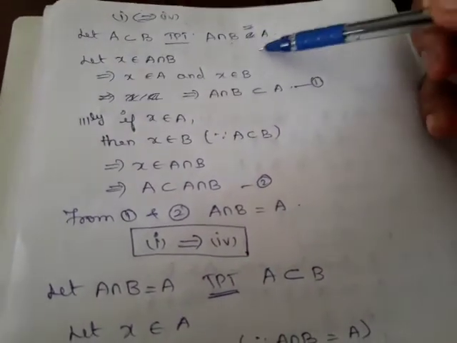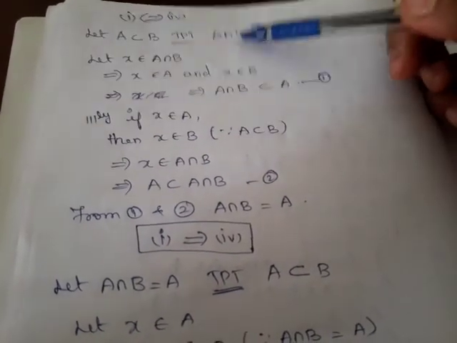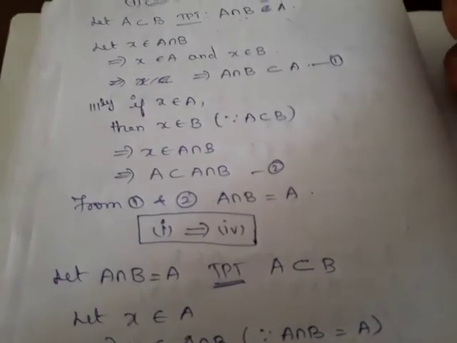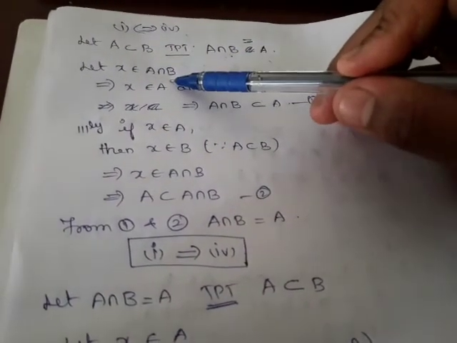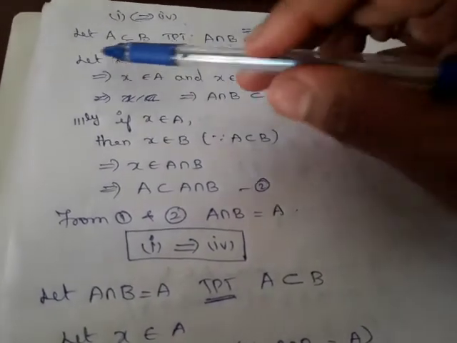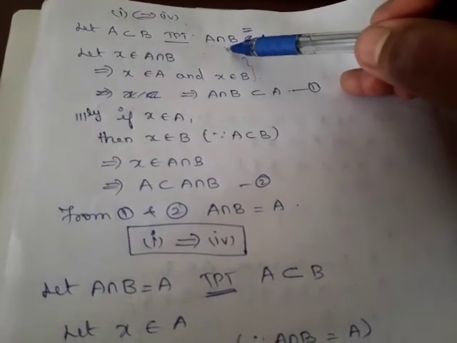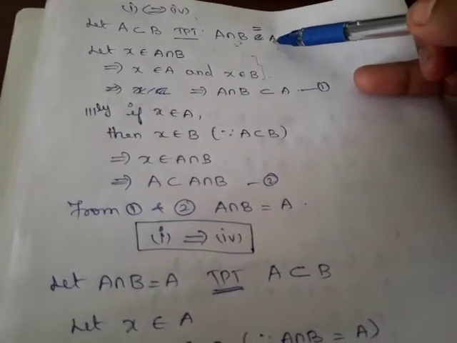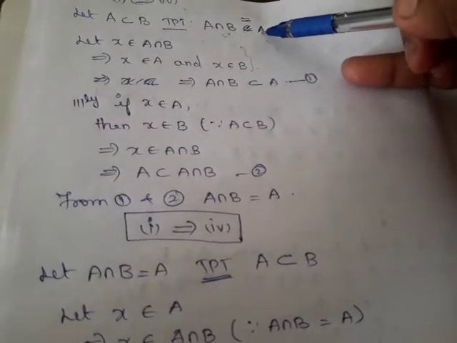How will you prove two sets are equal? By proving that this is a subset of this and this is a subset of this, hence both will become equal, right? So we start the argument by taking an element in A intersection B, which implies X belongs to A and X belongs to B. There is no need for this argument at all, because we know the intersection of two sets is always a subset of that particular set. So directly you can write A intersection B is always a subset of A.